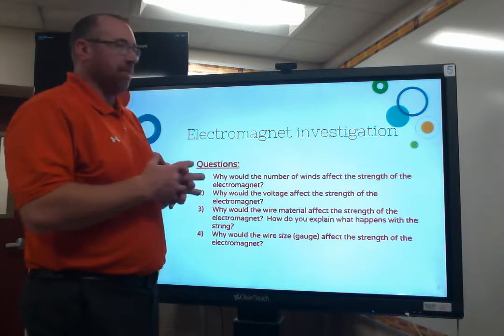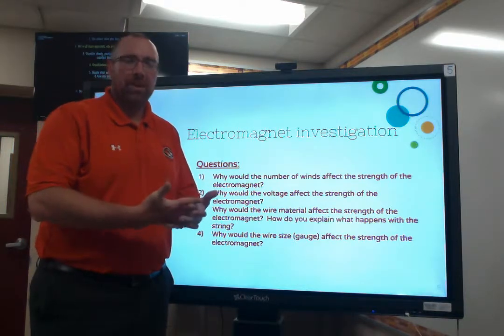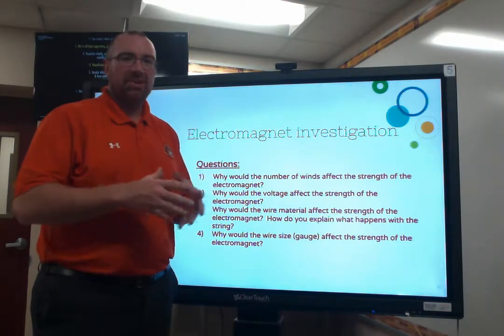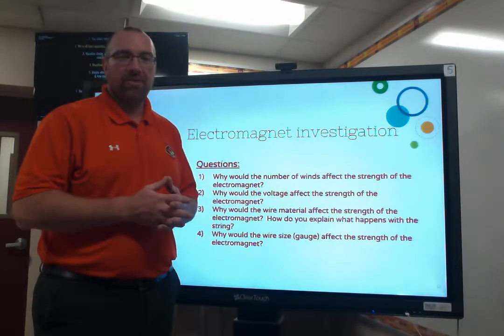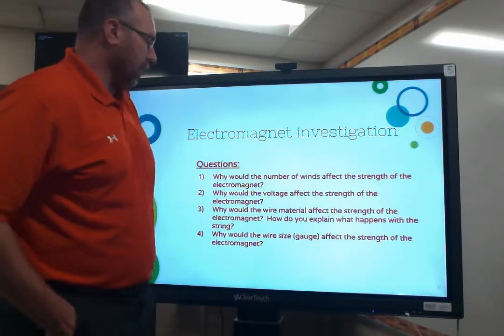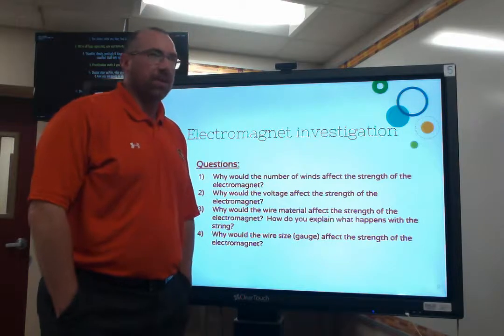Okay, but essentially the same thing. Aluminum has more internal resistance, which means a lower current, less strong electric field, means less strong electromagnet. And the last one, why would the wire size or gauge affect the strength of the electromagnet?